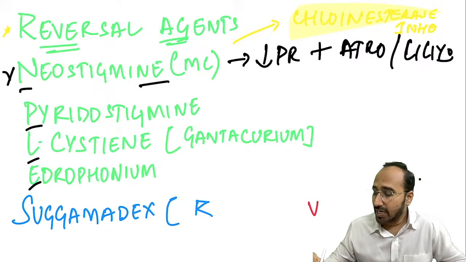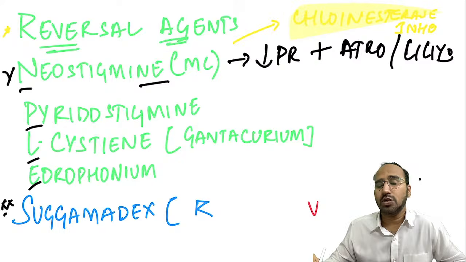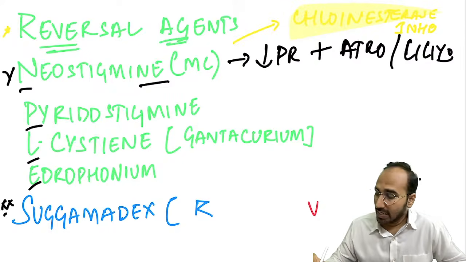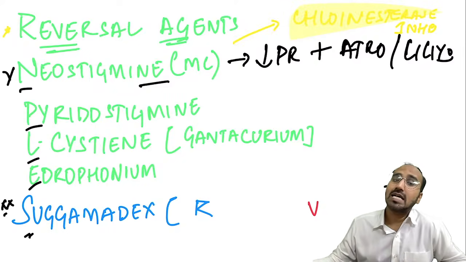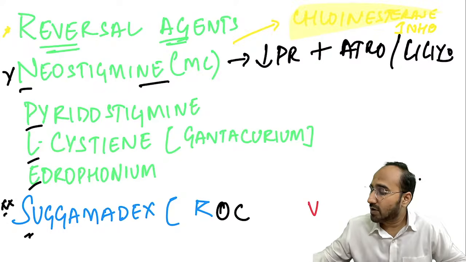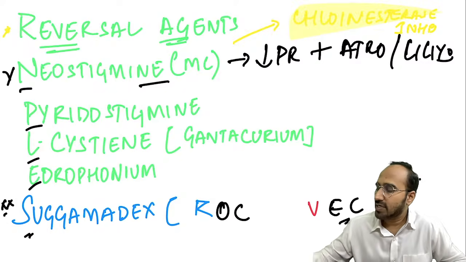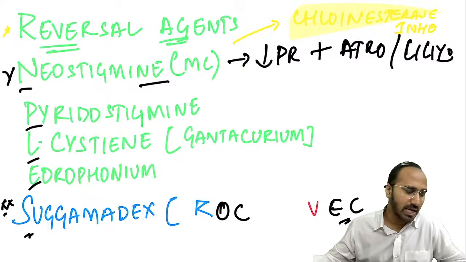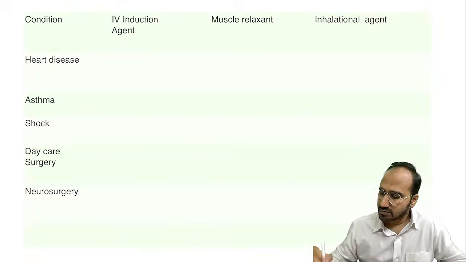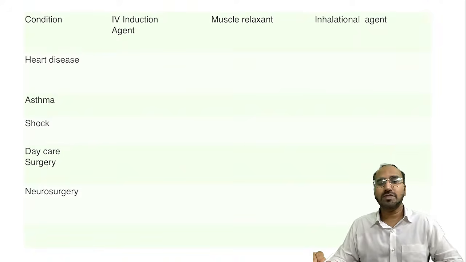Okay? But nowadays a new generation drug is there, which is modified gamma cyclodextrin. It is Sugammadex. Sugammadex is a reversal agent that can be given for rocuronium, or if you are using vecuronium, you can give Sugammadex. This has been questioned many times, guys. Okay. Coming to the summary of general anesthesia.